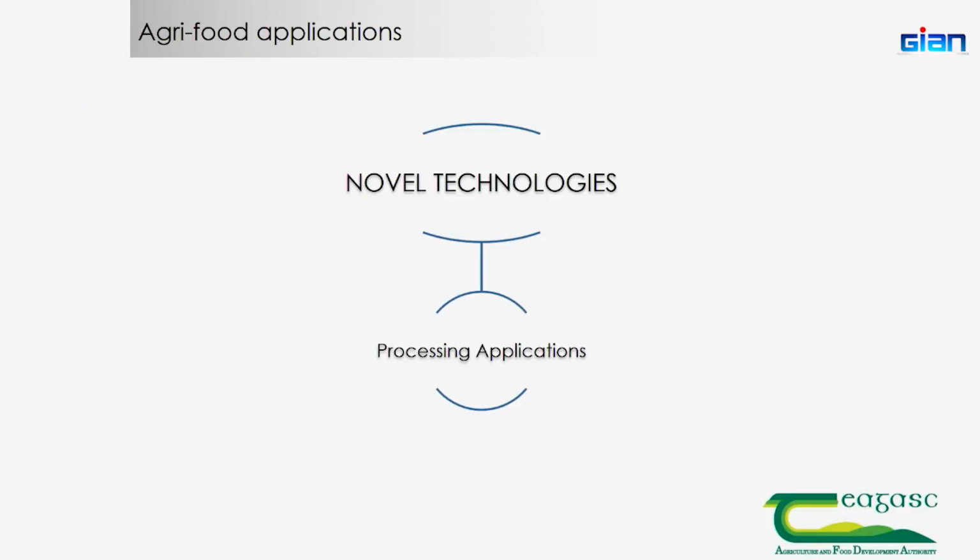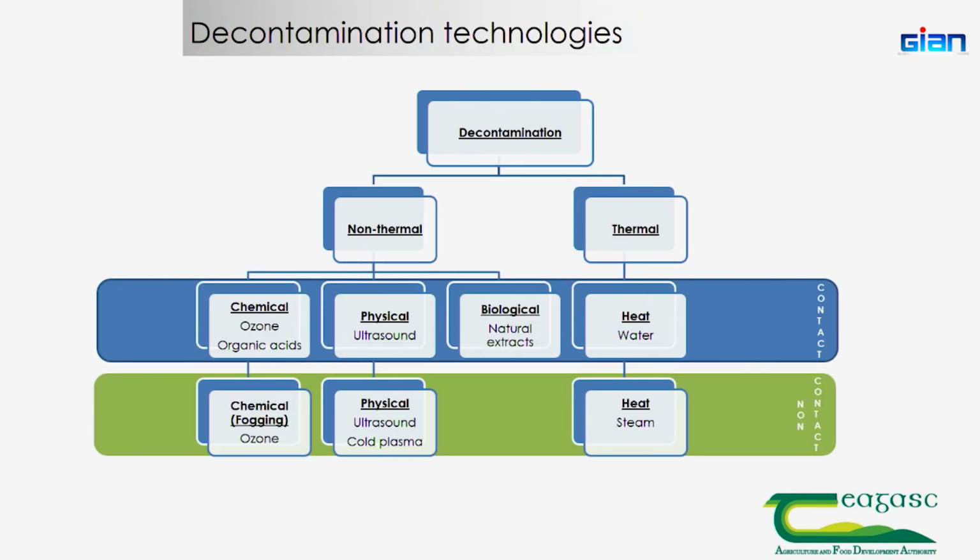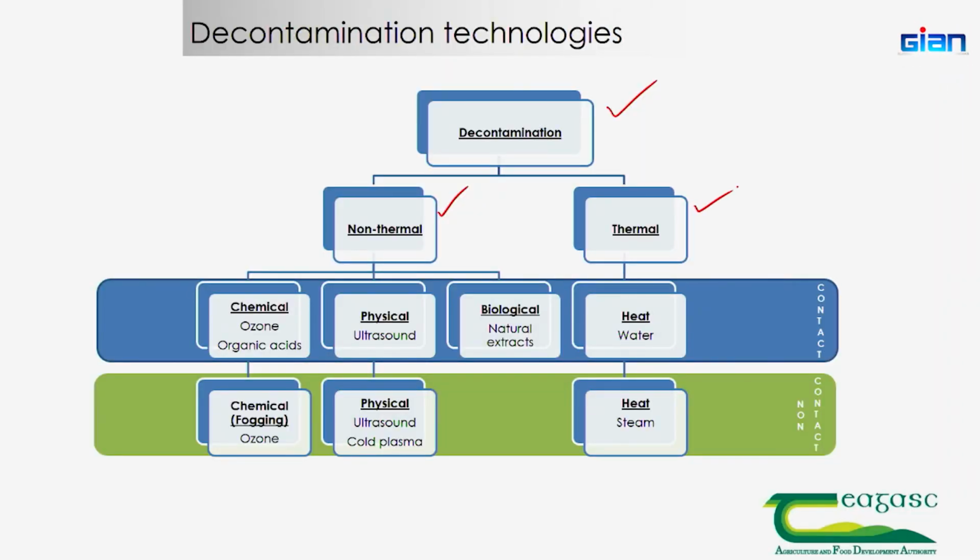Now, I will quickly go through one or two processing applications, and then we will continue in the next lecture. So, one is decontamination. You know what is the biggest disadvantage of new technologies? Majority of these technologies are useful for liquid food products. Yeah. But what is the alternative to chlorine? Because chlorine is low cost and easy to use. So, either you have non-thermal or thermal.